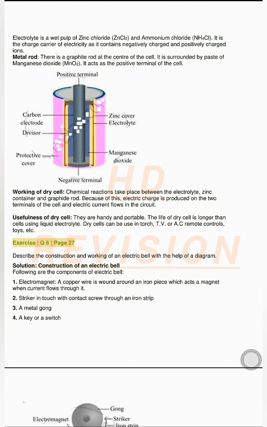Exercise Q6, page 27. Describe the construction and working of an electric bell with the help of a diagram. Solution. Construction of an electric bell. Following are the components of an electric bell. 1. Electromagnet. A copper wire is wound around an iron piece which acts as a magnet when current flows through it. 2. Striker in touch with contact screw through an iron strip. 3. A metal gong. 4. A key or a switch.